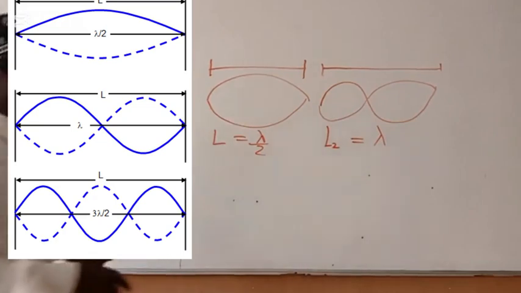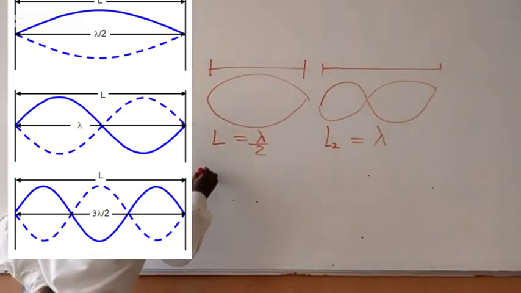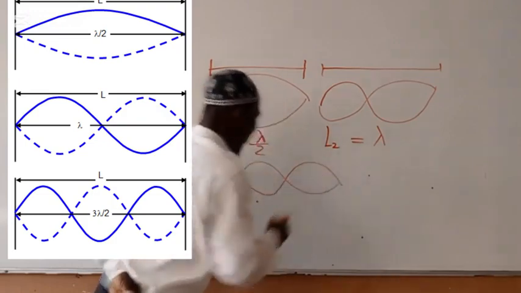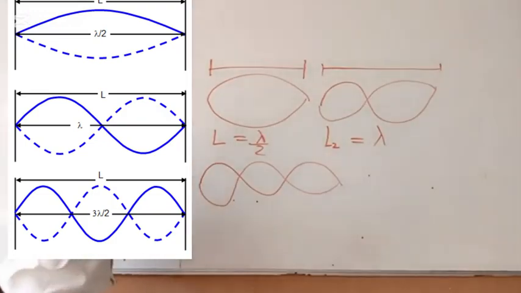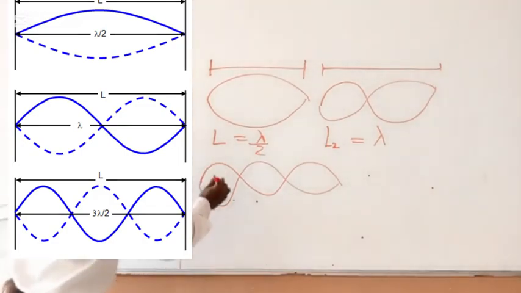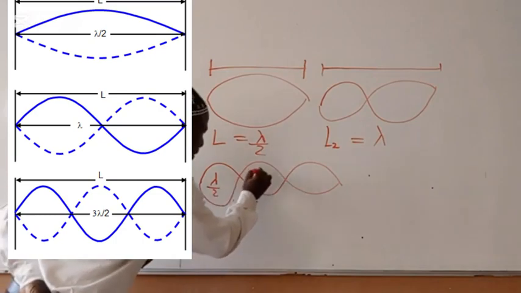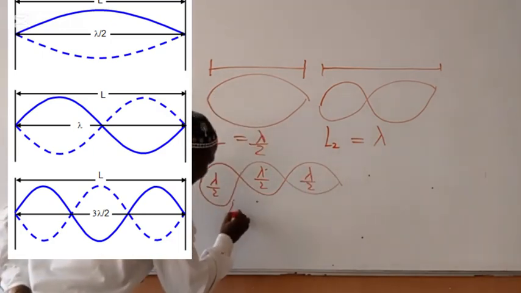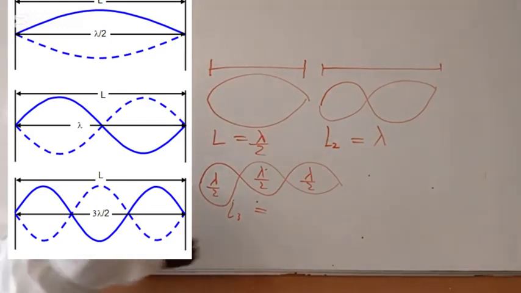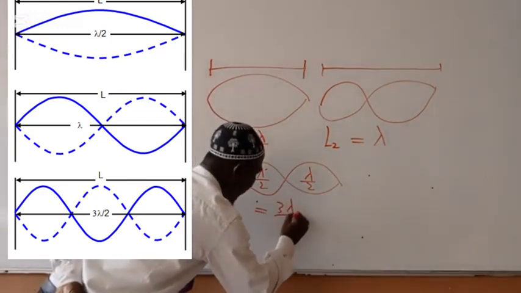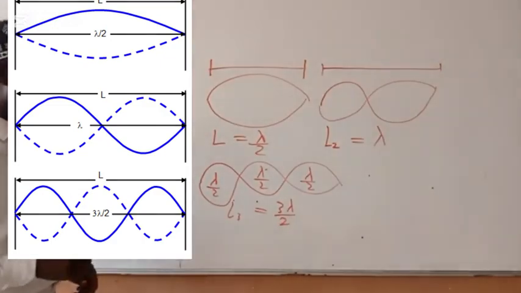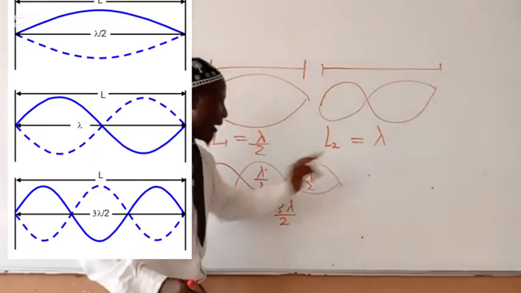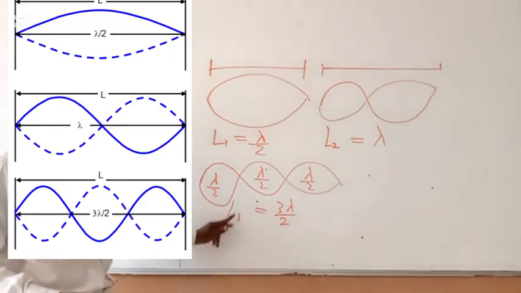If you now force it more than that again, it will give you something like this. And if you look at it very well, a loop is lambda over 2. So we are now going to have lambda over 2 plus lambda over 2 plus lambda over 2. So the length here, L3, will give you 3 lambda over 2. And if you take note of the arrangement of the length, this is L1 fundamental, the second harmonic, this is what? Third harmonic, which is second overtone.